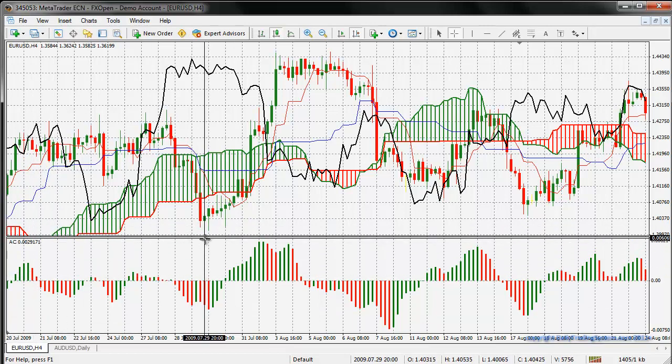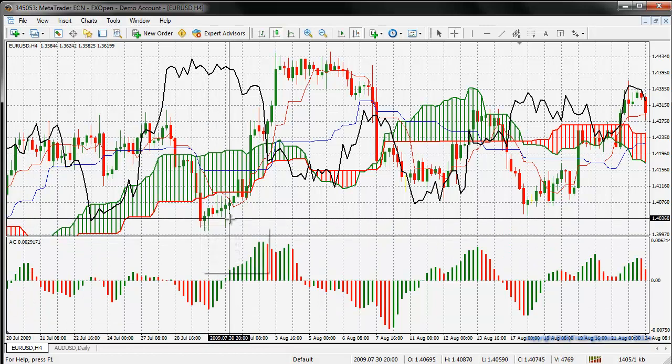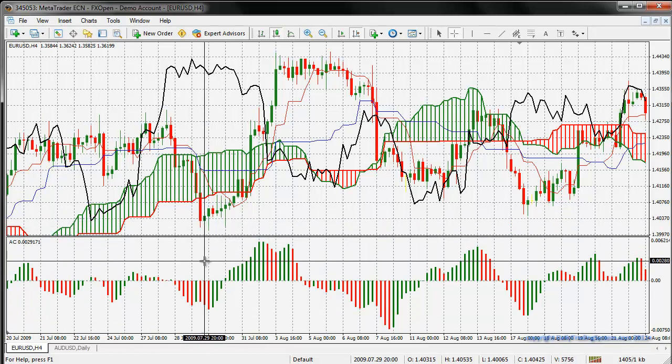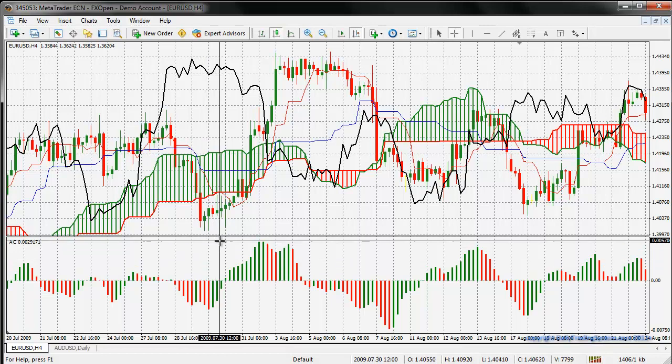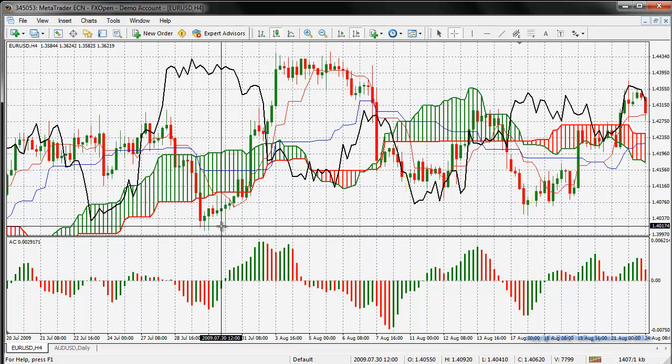Then you'll be banging your head against the wall saying it doesn't work because you made a loss. Well, it's not the case that the strategy doesn't work. It's the case that you may have missed a step. So we need to go back to the drawing board.